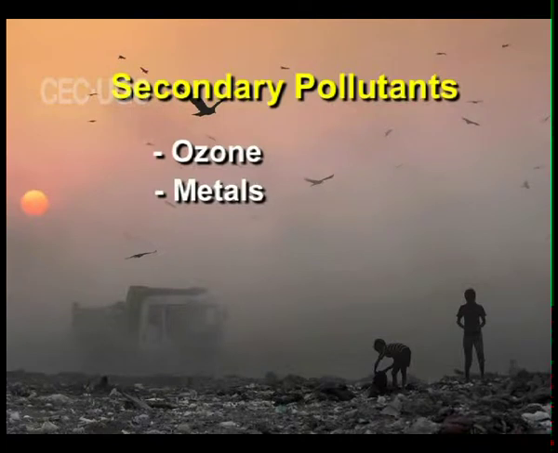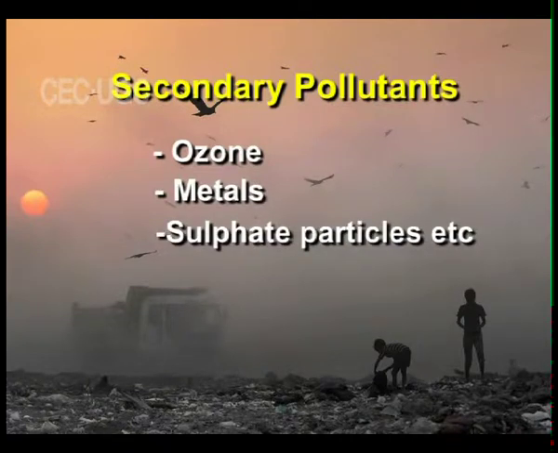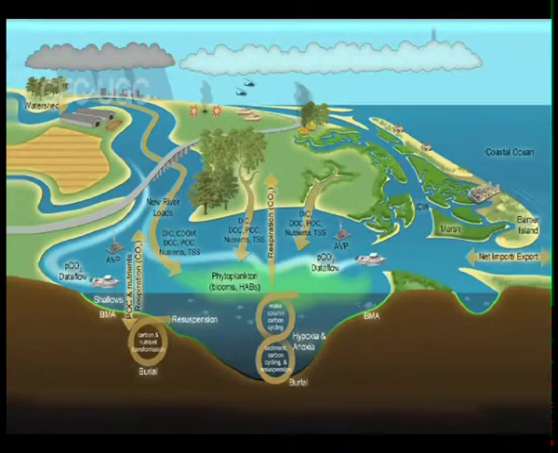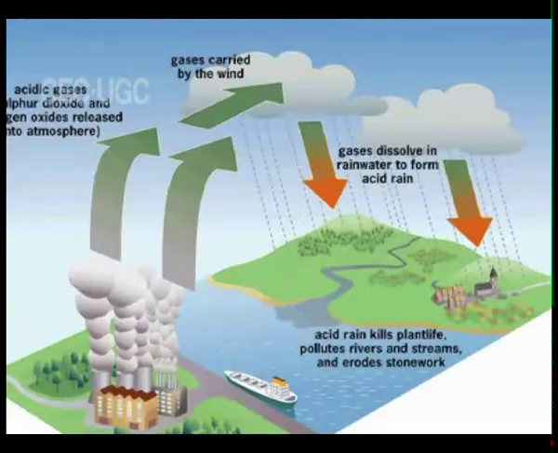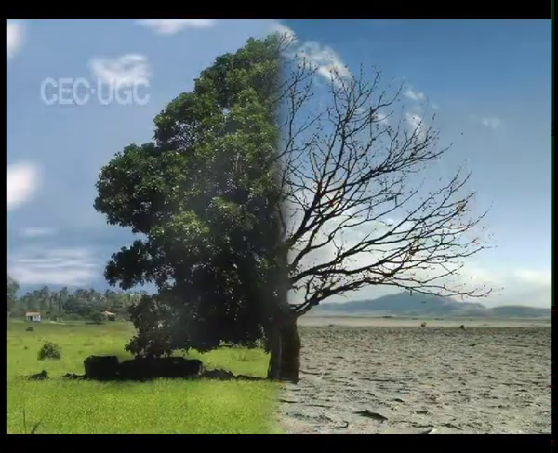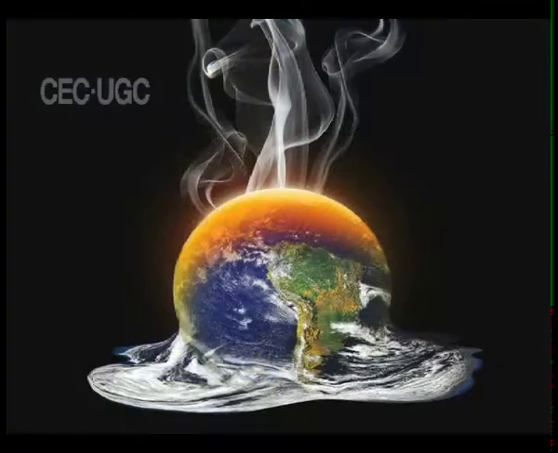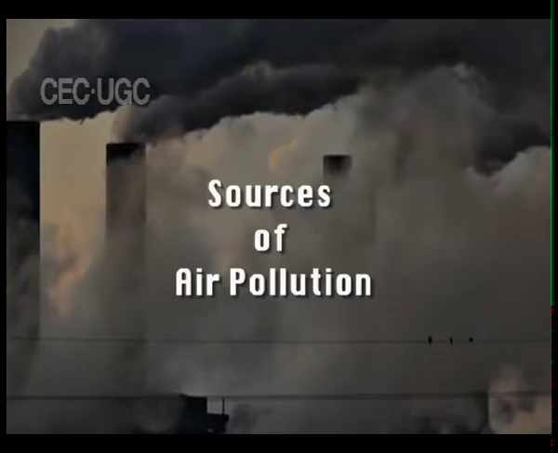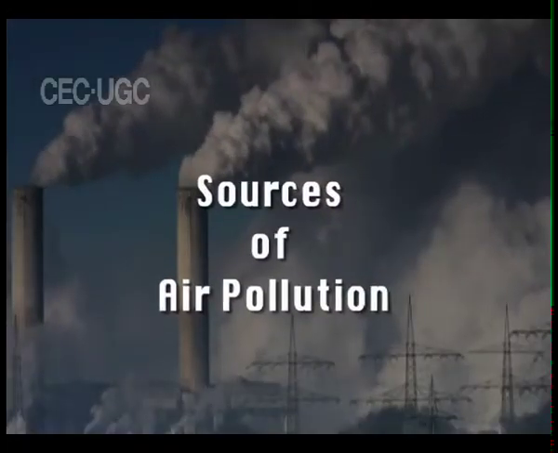Some of these react in the atmosphere and form secondary pollutants such as ozone, metals and sulfate particles, etc. Some of these affect our health, others affect our ecosystems, causing acid rain, global warming and other problems on a regional and international scale. Sources of air pollution.